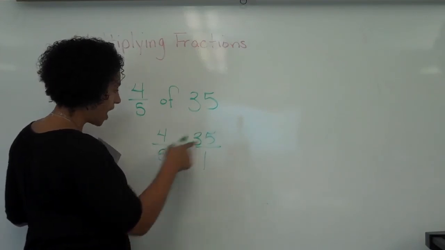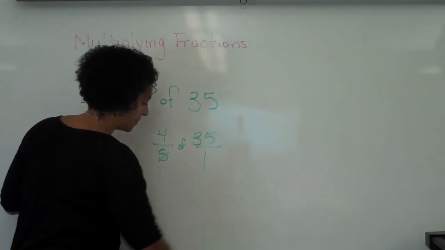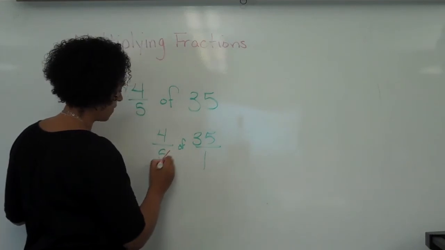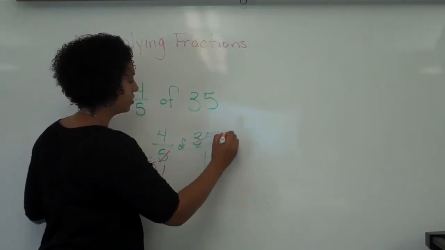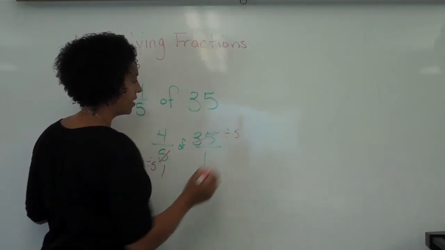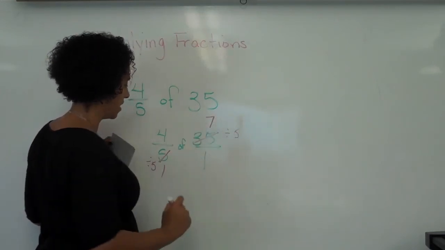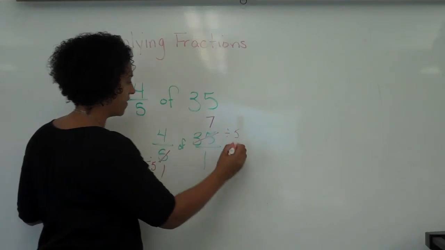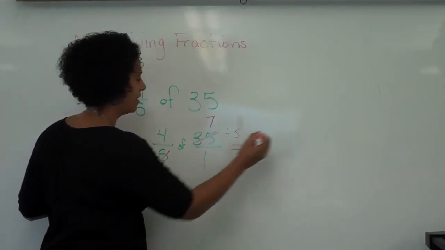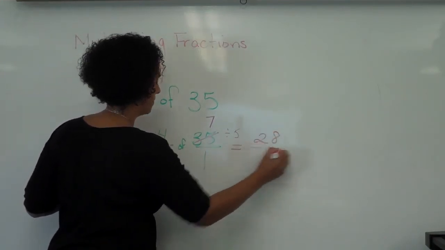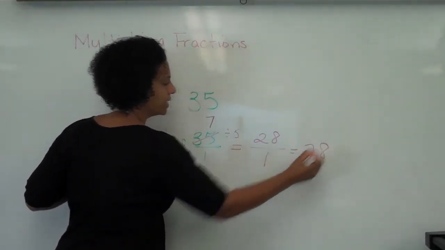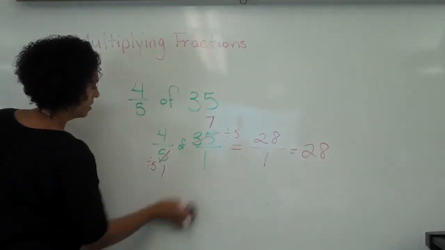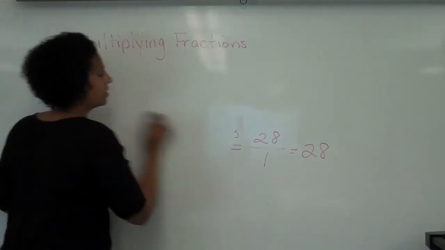Okay? I know that 5 and 35 have something in common, right? 5 goes into 35. 5 divided by 5 is 1. Try and get it done before I do. 35 divided by 5, 7. So now I have 4 times 7 across the top, which is 28. And 1 times 1, which is 1. So my answer is 28. All right? Let's do another one.